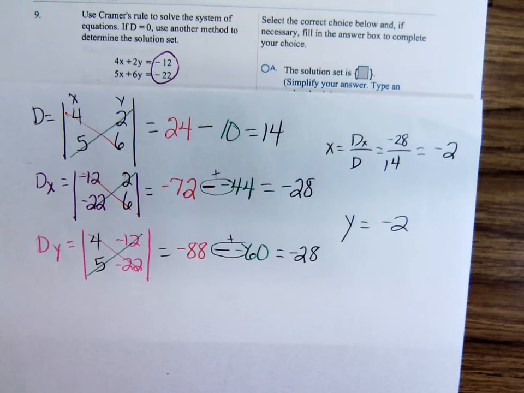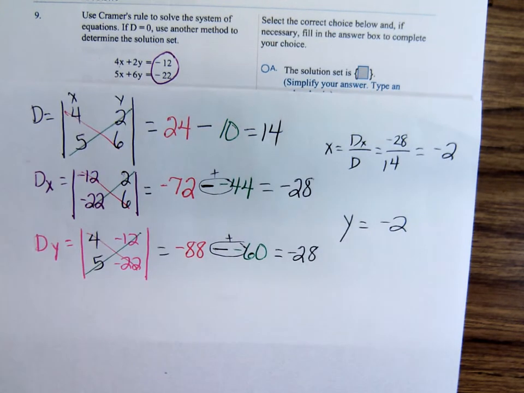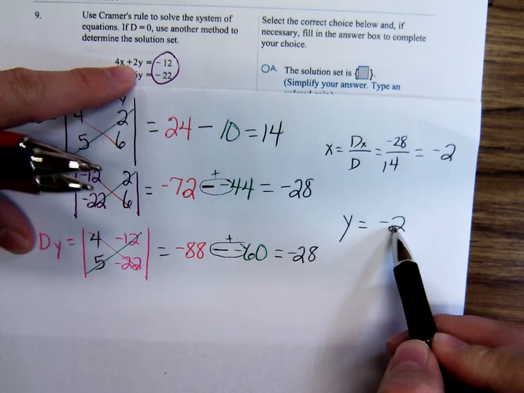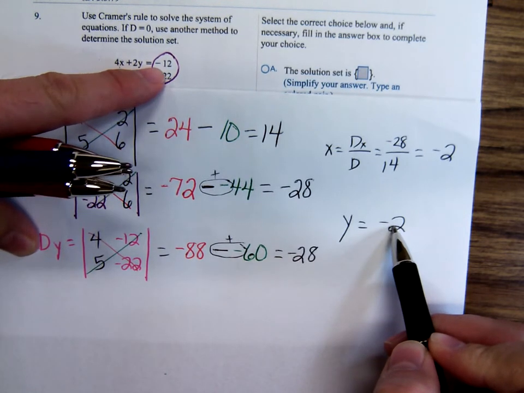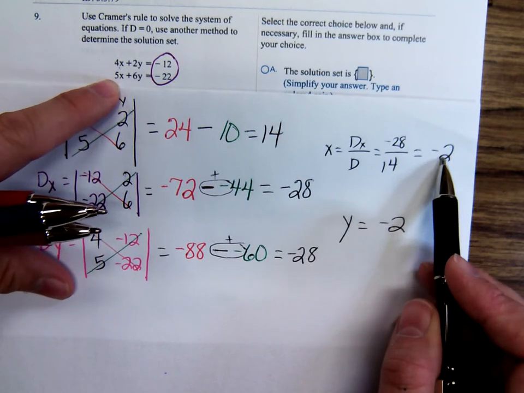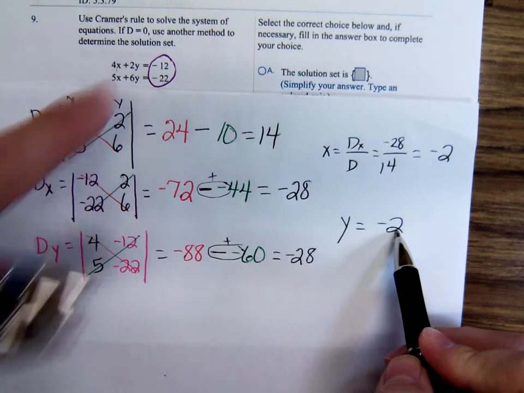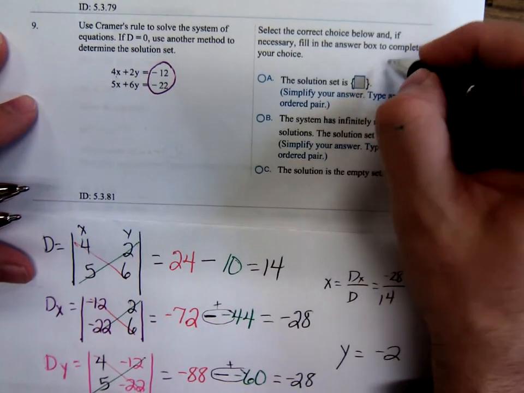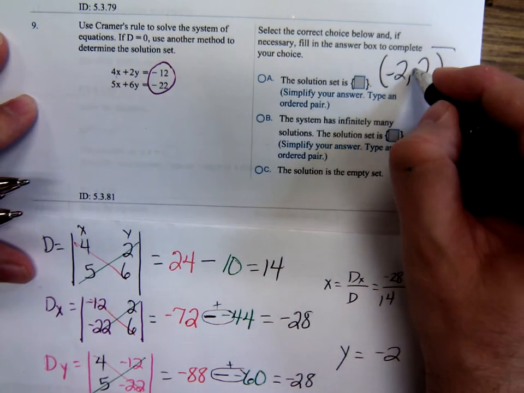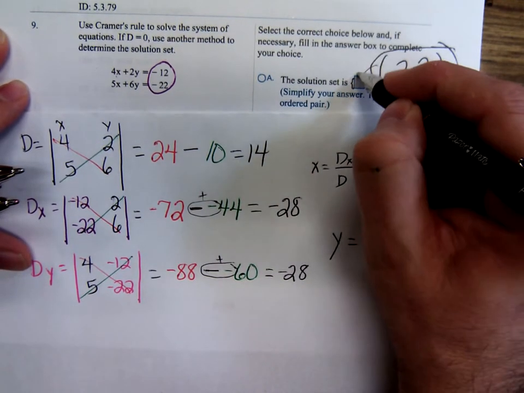We better check that. Let's plug negative 2 in for x and y. 4 times negative 2 would be negative 8. 2 times negative 2 would be negative 4. So negative 8 plus a negative 4, is that giving negative 12? Yes. What about down here? Are we getting negative 22? 5 times negative 2 is negative 10. 6 times negative 2 is negative 12. So is negative 10 plus a negative 12 negative 22? Yeah. So our solution set is the ordered pair negative 2, negative 2. Be sure when you type that in, you need to put that in parentheses.